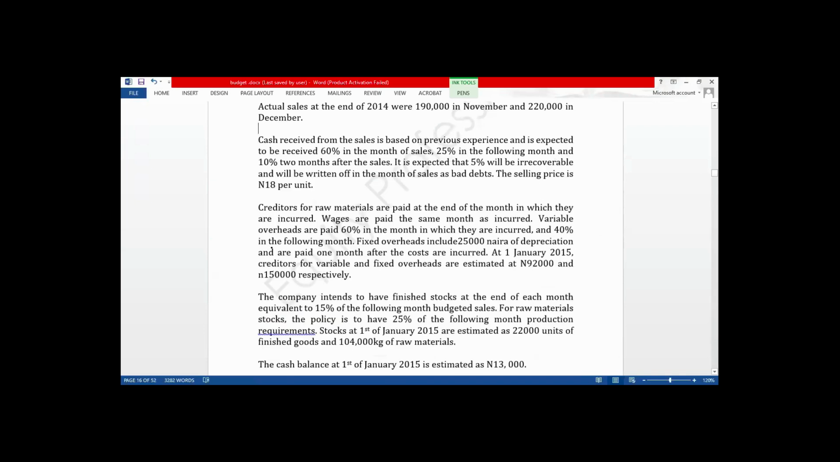Variable overhead cost. Examiner says variable overhead are paid 60% in the months in which they are incurred and 40% in the following months. Let's go and treat this. For variable overhead, we are going to pay you 60% in the months the variable overhead cost is incurred, 40% to be paid the following month.